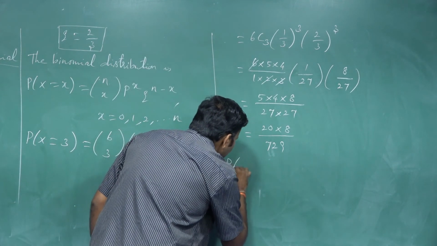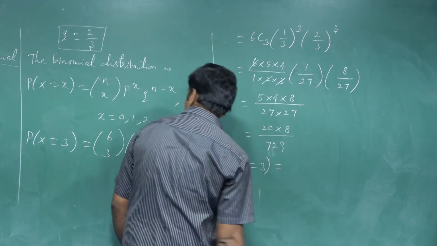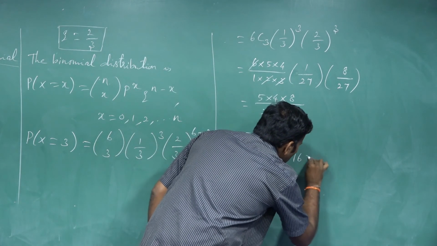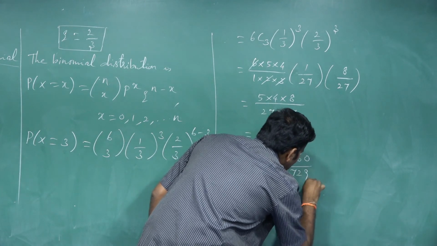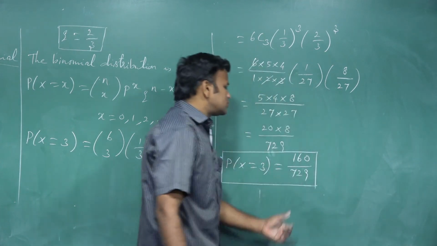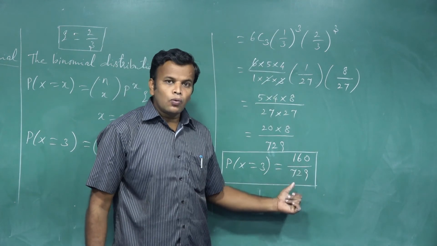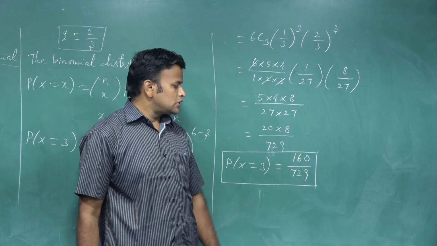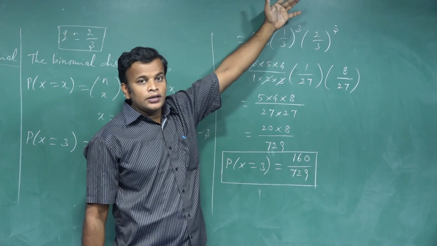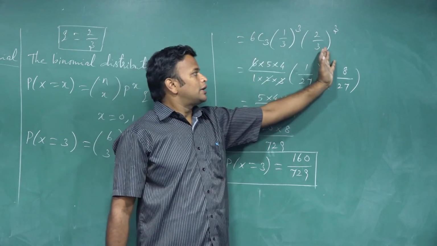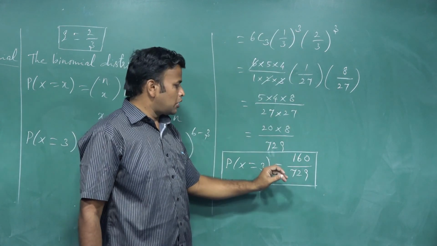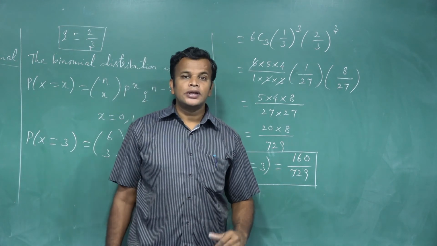So P of X equal to 3 is 20 into 8, which is 160, by 729. So you see all probability values lie between 0 and 1. The answer is 160 divided by 729. Suppose the power is 5 or more than 5, then we stop; the final answer is to stop there. If the power is less than 5, we must simplify. So the probability answer is 160 divided by 729.